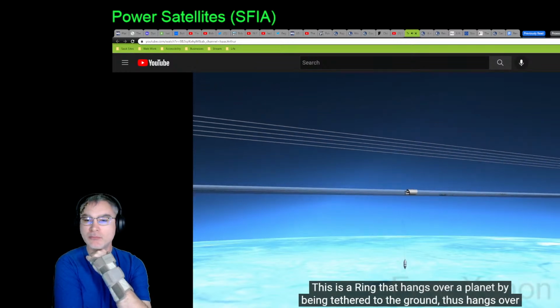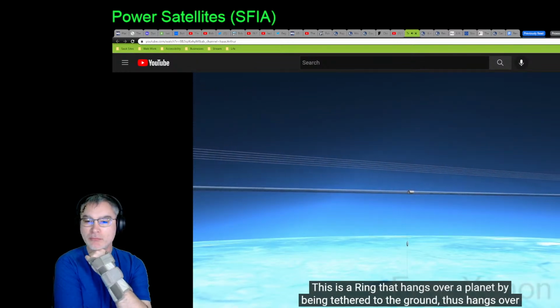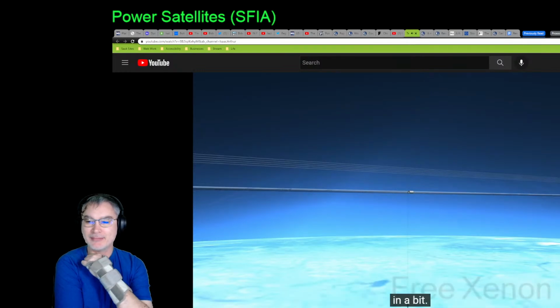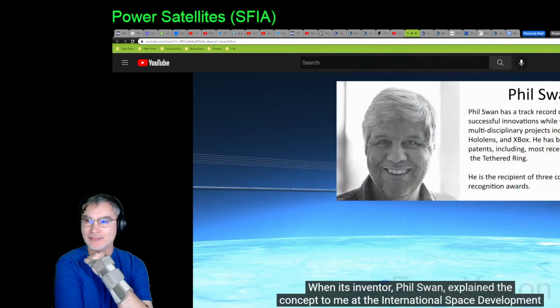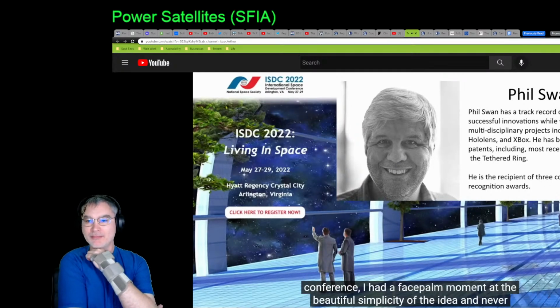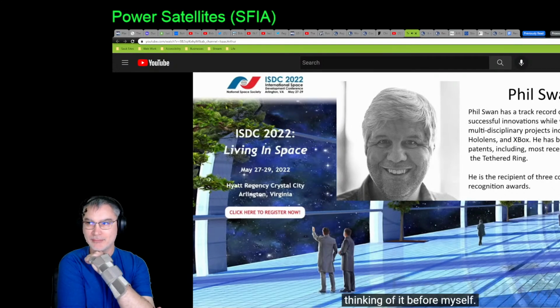This is a ring that hangs over a planet by being tethered to the ground, thus hangs over the ground by hanging from the ground, a somewhat counterintuitive notion that we'll explain in a bit. When its inventor, Phil Swan, explained the concept to me at the International Space Development Conference, I had a facepalm moment at the beautiful simplicity of the idea, and never thinking of it before myself.